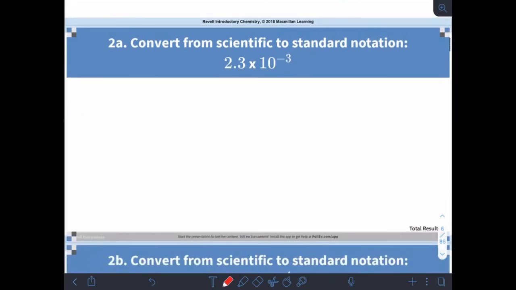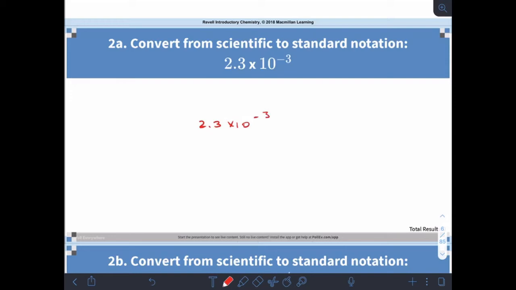All right. Here's your next pause. Work this one out for yourself. Okay, so we have 2.3 times 10 to the minus 3. So it's a negative exponent, which means it's going to be a small number.